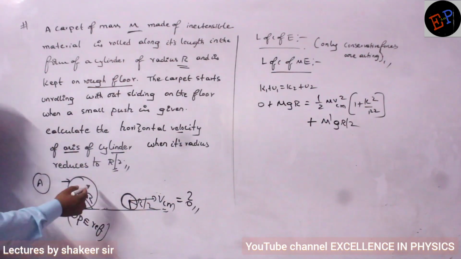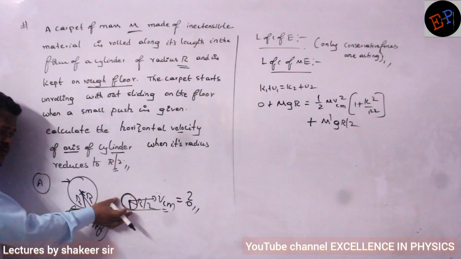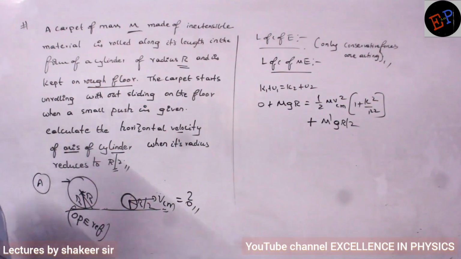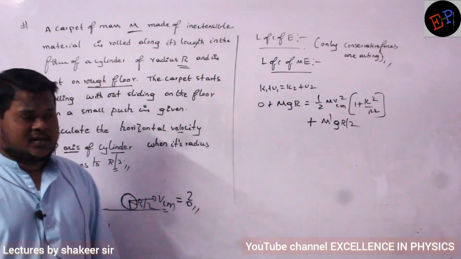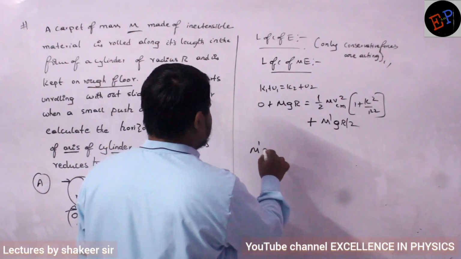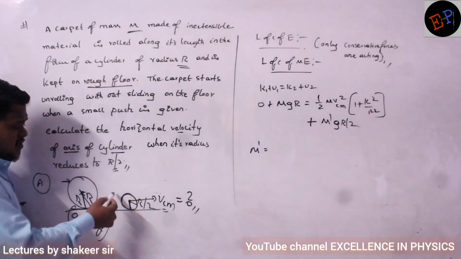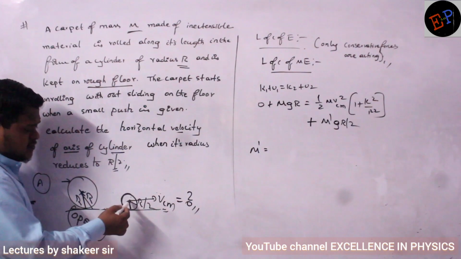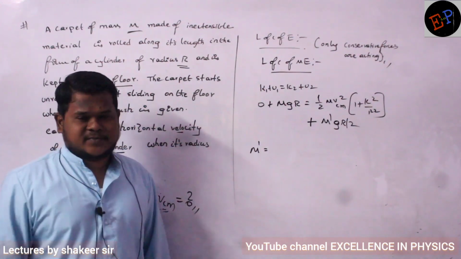Previously the total mass of the carpet was bigger, but now the carpet's radius is only r by 2, so the mass will also be reduced. No? Now what is the m dash value? Anybody can you say? How can I calculate m dash? M dash means the mass of the carpet when it is of radius only r by 2. Now what will be its mass?